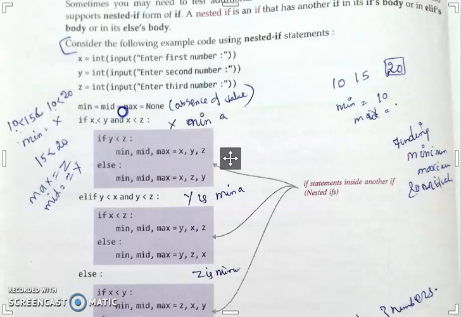For example, initially I am assigning the min value and mid value as None. None indicates the absence of value. I already told you about the input statement, which reads the input entered by the user and puts it into the computer memory. But whatever the user enters will be treated as a string in Python.